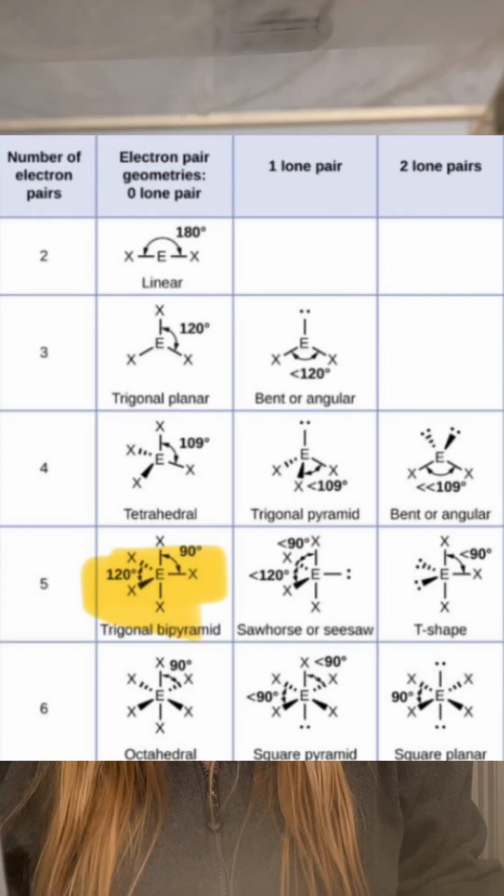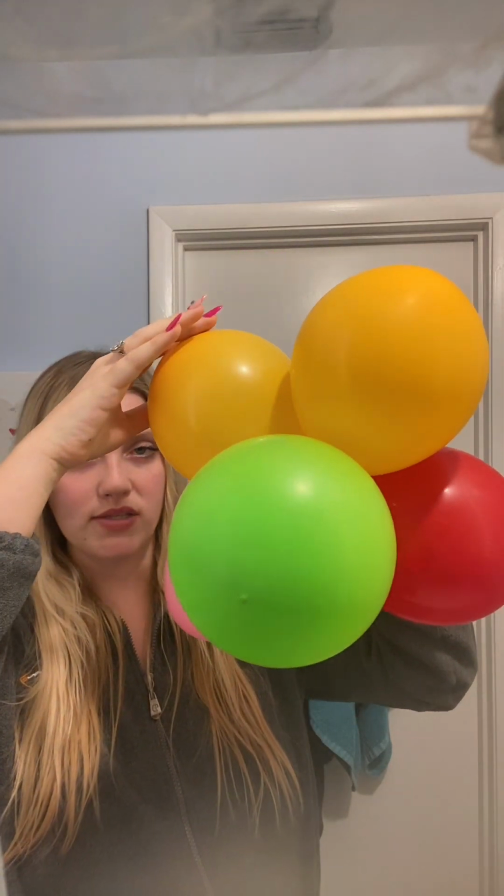Next, we have the trigonal bipyramidal geometry, which occurs when there are 5 bonding areas and no lone pairs. An example of this is phosphorus pentachloride, or PCl5. For this, we'll use 5 balloons. So we have on the bottom here that pyramid shape, and then one in the front, one in the back a little bit. Three balloons form this flat triangle with bond angles of 120 degrees, while the other two form 90-degree angles with the plane, creating a trigonal bipyramidal shape.